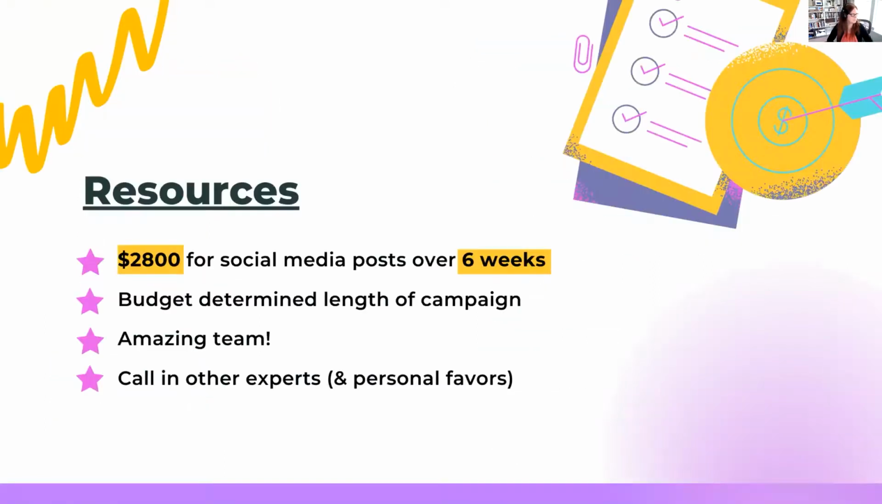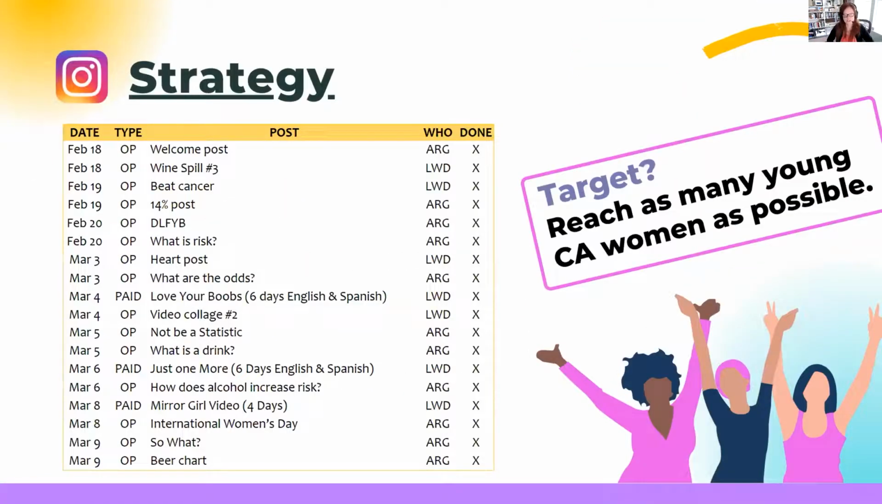In terms of strategy, Ian, who is part of our external design team, came up with our strategy. We had a lot of organic posts. That's what the OP stands for. Again, we were posting twice a day. The ARG team came up with a lot of the organic posts, meaning that they weren't paid, they weren't promoted. The paid ones primarily were done by our designers. And you can see there's a gap between February 20th and March 3rd, and I'll get into that in a little bit when we talk about our challenges.